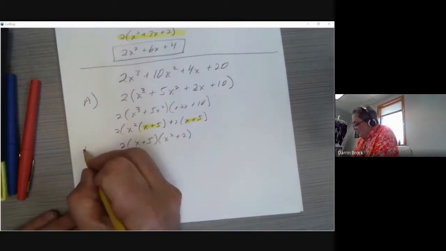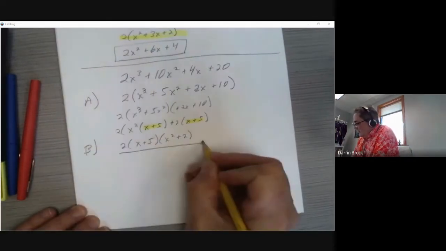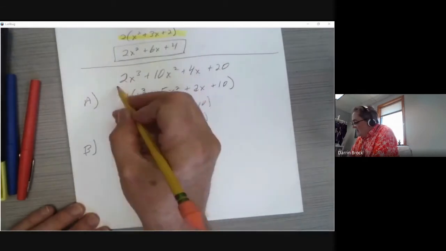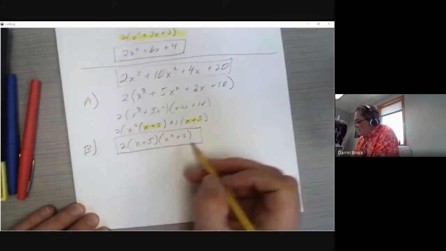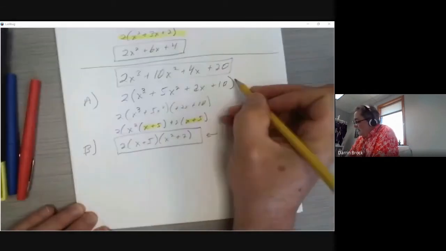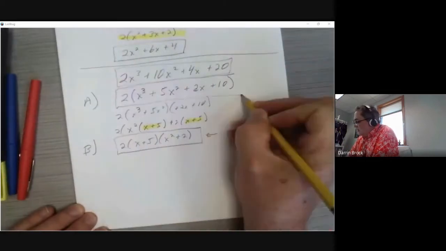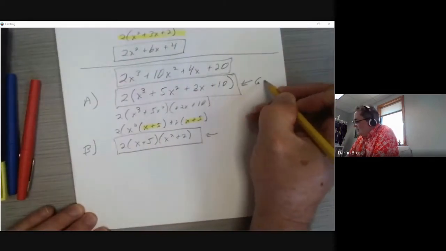So this is part B, which is exactly the same as this one, but it's in its entirely factored form. This is exactly the same also. It just has factored out the greatest common factor.